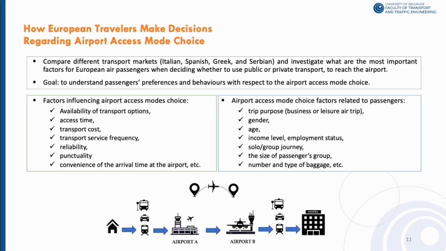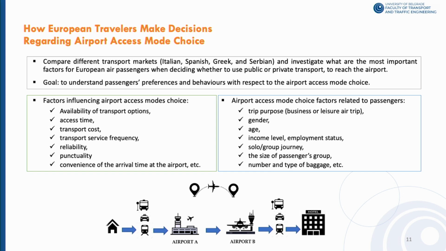The other area where we applied machine learning techniques was market segmentation, where we wanted to learn how air passengers decide what type of transport they will use when reaching the airport. For this kind of research, we needed many different variables, especially those related to transport characteristics, such as access time, cost, frequency, etc. We also needed data regarding the passengers and their profile, in order to identify how they make their decision. For this reason, we conducted one survey within the European market.